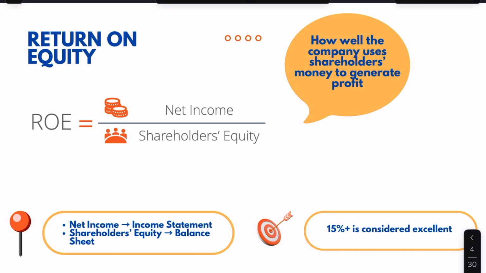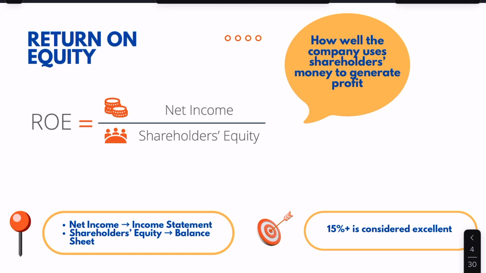So, return on equity tells you how well the company is using shareholders' money to generate profits. The formula is net income divided by shareholders' equity. You can take the net income from the income statement, and the shareholders' equity you can take from the balance sheet. And as a benchmark, 15% of ROE is considered excellent.